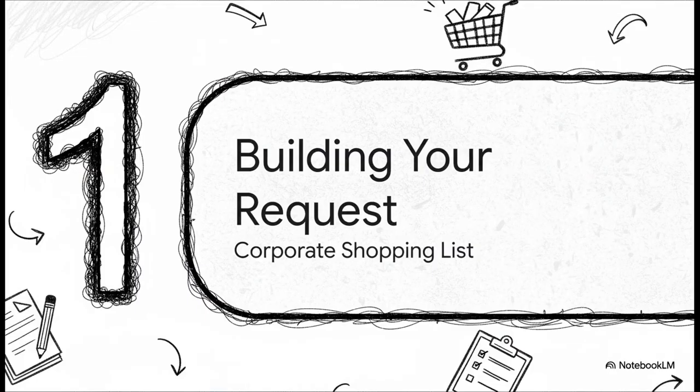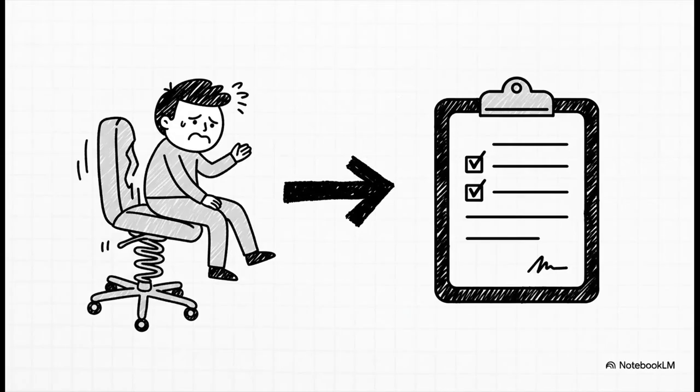Okay, so how do you even start building that request? How do you actually tell the system what it is you need? Well, this is where it gets pretty interesting, because you've actually got a few different ways to build your corporate shopping list. Let's use a super simple, relatable example. Your old office chair. It's finally given up. It's done. You can't just run out to a store and buy a new one on a company card, right? Nope. You've got to start the formal process. And that means creating a purchase requisition for it.